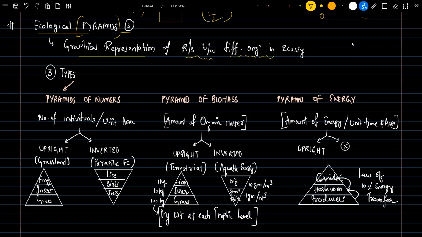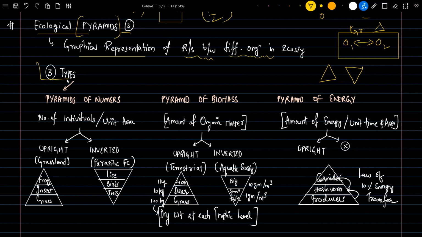So relationship between, let's say, organism one, organism two. So establishing a relationship between these two organisms, there will definitely be a relationship between any two organisms. If we are establishing this relationship in graphical form, it can be done through pyramids. So pyramids can be in this form, upright or inverted. So let's see different scenarios.